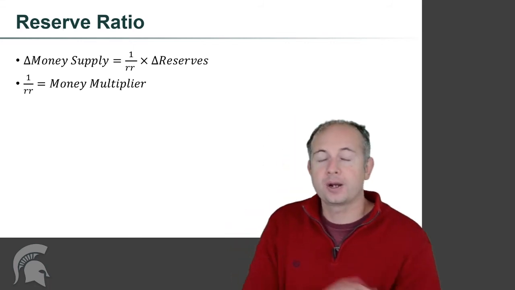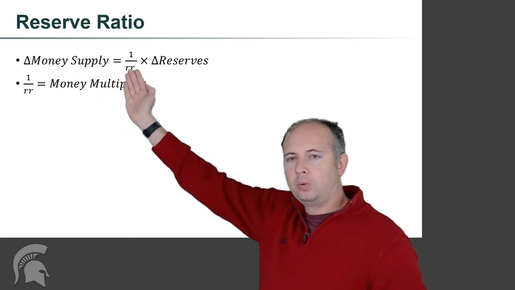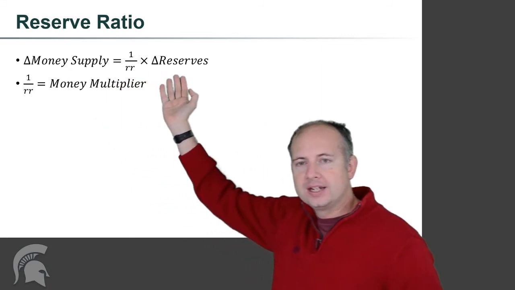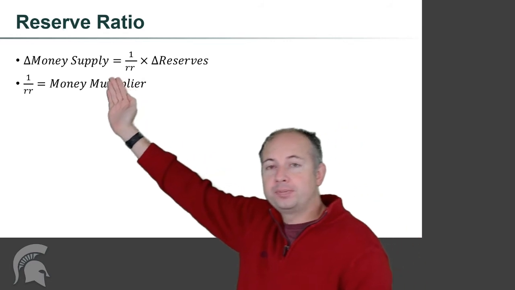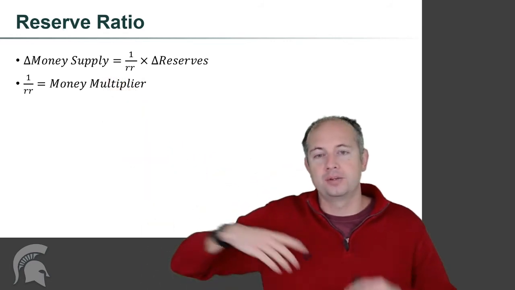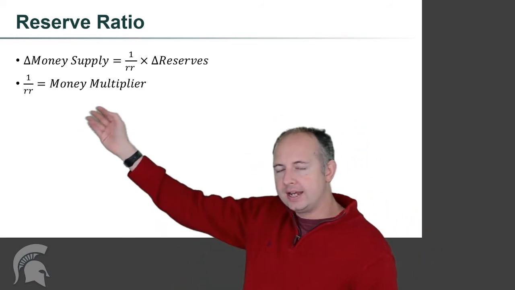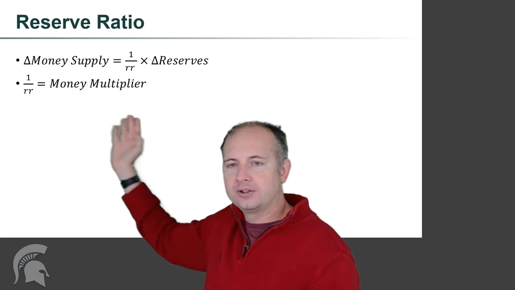So repeat this part. 1 divided by the reserve ratio is equal to the money multiplier. So we can take our change in reserves, our money put in the vault, and use the money multiplier to figure out the total amount of money created through all the lending and saving and lending and saving.